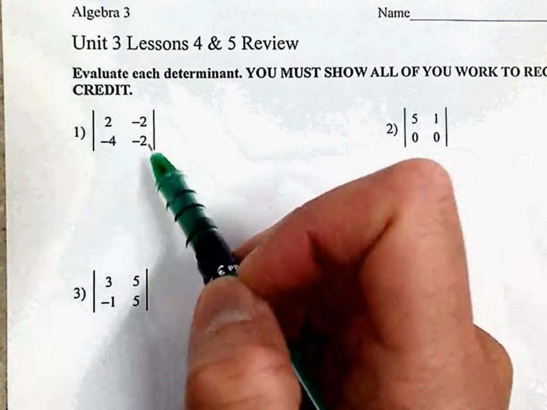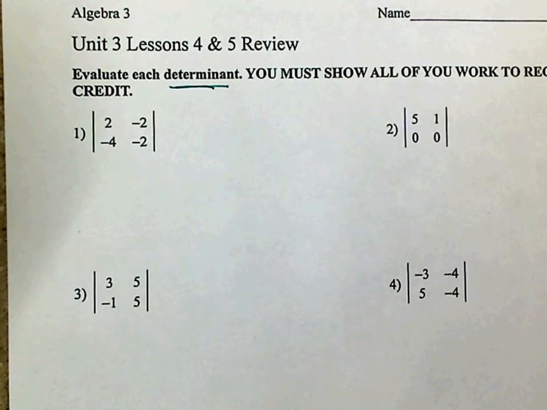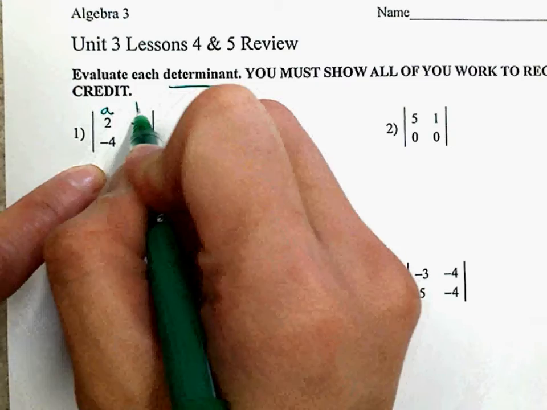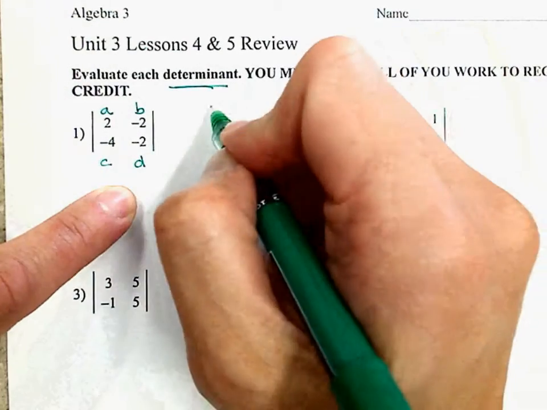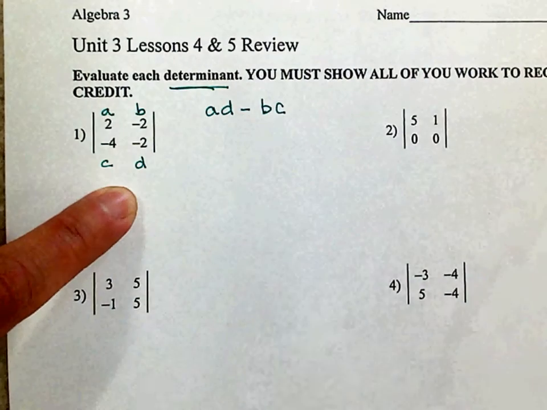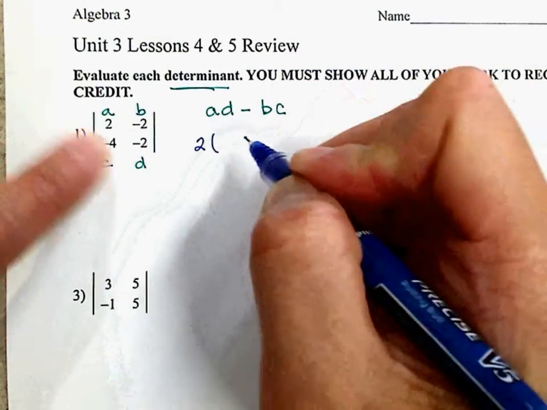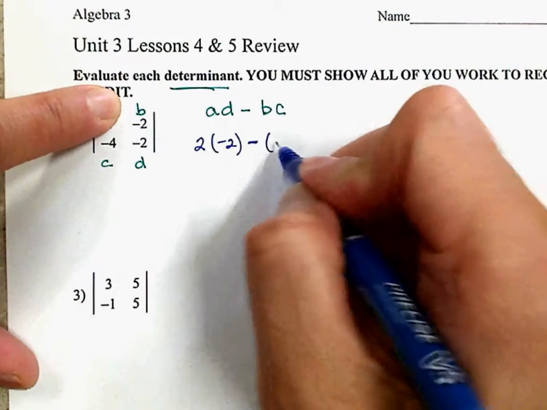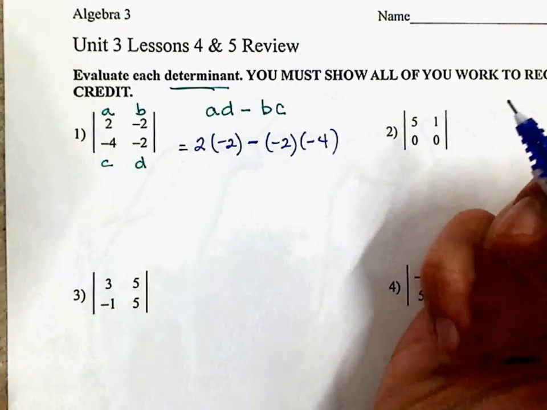Unit 3, number 1. It says evaluate each determinant. That's all you have to do. So for a 2 by 2, notice this is your A, your B, your C, and your D. For a 2 by 2, your determinant is A times D minus B times C. Okay? So you're going to take the A, that's number 2, times your D, negative 2, minus your B, which is negative 2, times your C, which is negative 4. And there you have your determinant.